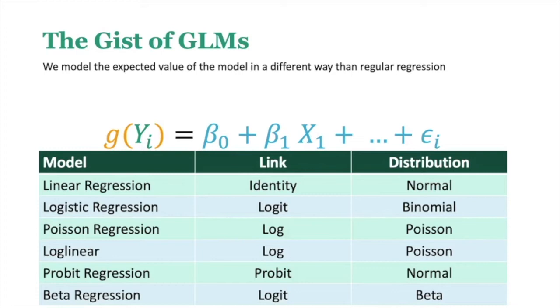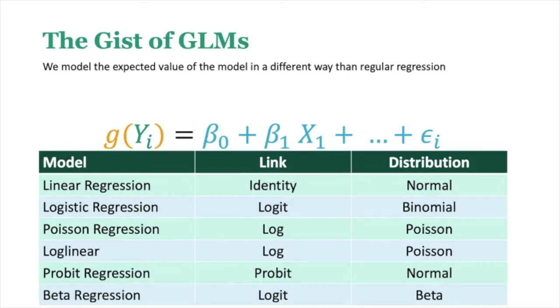But if we go into something like logistic regression or Poisson or log linear or probit or these other ones, then the link actually changes. So for logistic regression, it's a logit link, thus the name logistic, and the distribution is binomial. So the link, the wraparound for our outcome, is a logit, and the distribution that we assume for our residual is a binomial distribution. For Poisson, the link is a log, and then the distribution is Poisson.